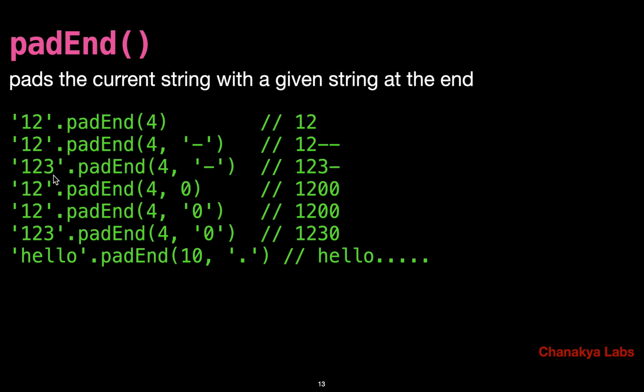Now here already 3 length, I have to make it 4 length, and the width is 4, but the remaining padding will be at the end, not before. So at the end the padding has to be by hyphen. And in a similar manner, 1 2 and then 0 0, giving 1 2 0 0, and if you pass a number or string whatever, it will be stringified. And here 1 2 3 pad end with 0, okay, so 1 2 3 0.